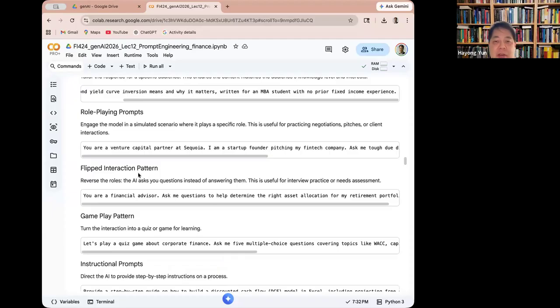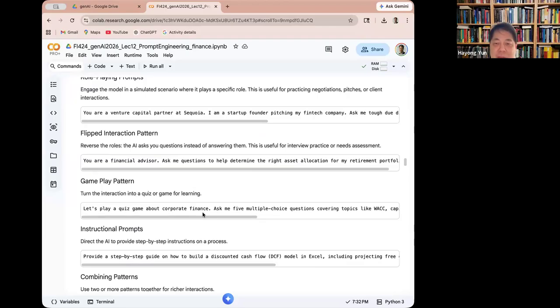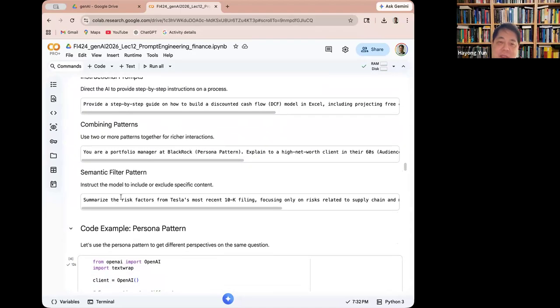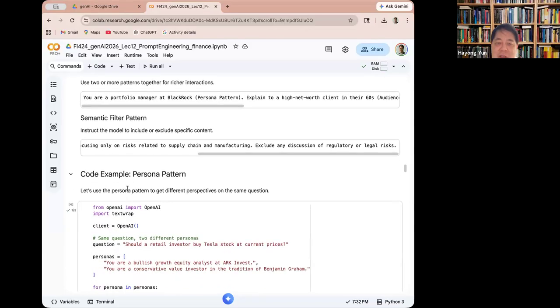And the flipped interaction pattern. So reverse the roles. You are a financial advisor, ask me questions to determine, and so you can do this for practice. Or gameplay pattern: let's play a quiz game about corporate finance. Ask me multiple choice questions covering what is WACC. Or instructional prompt, provide a step-by-step guide, or combining patterns of many things. Okay, and semantic filter pattern: summarize the risk factors from Tesla's most recent 10-K filing, focus only on risk related to supply chain and manufacturing, exclude any discussion of regulatory or legal risks. Okay, so you can do this kind of thing.